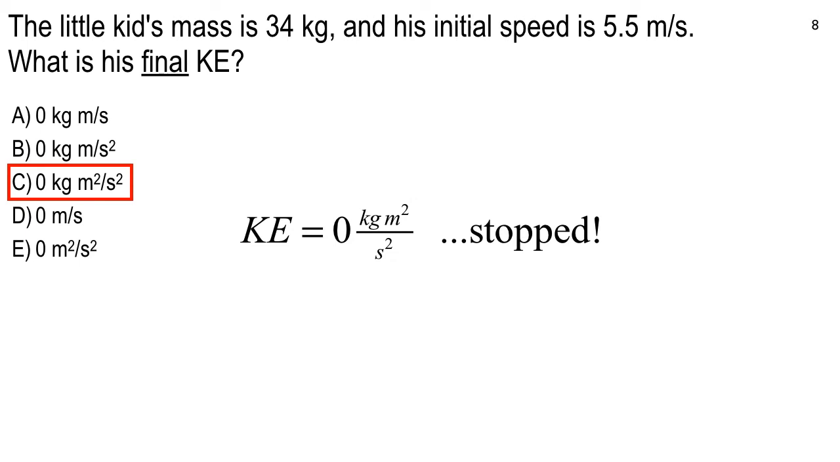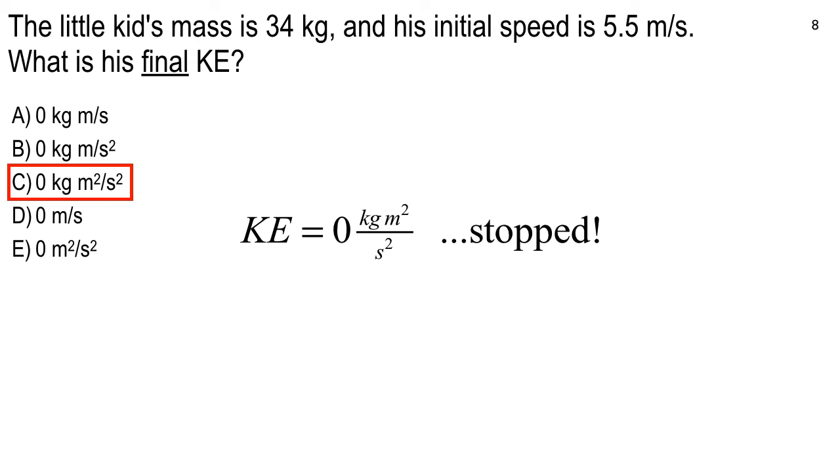The distinctions in this set of five answers is in the units. Now, you may have a tougher problem on exam two, but if you look carefully at the units, you'll be able to eliminate maybe one or two, maybe two or three, and then make an educated guess on the answer.